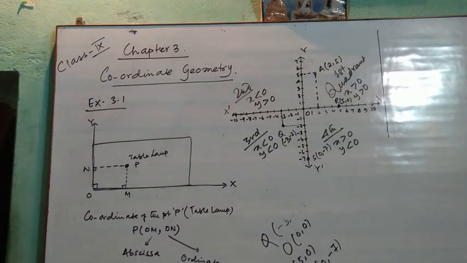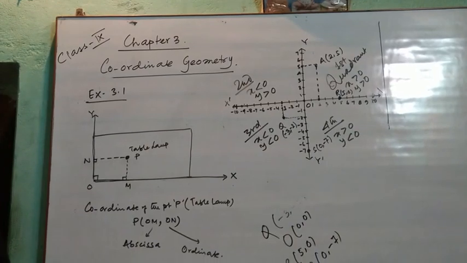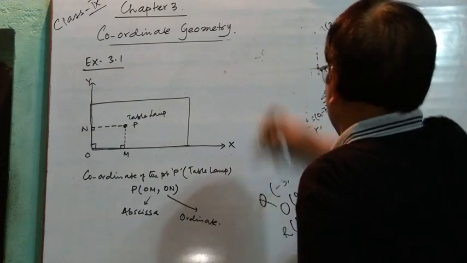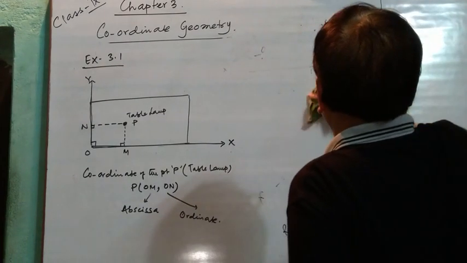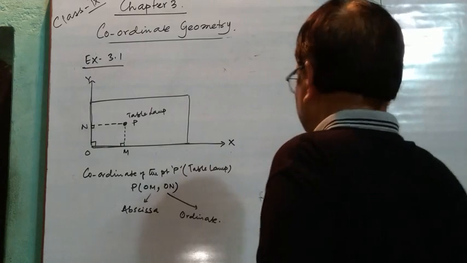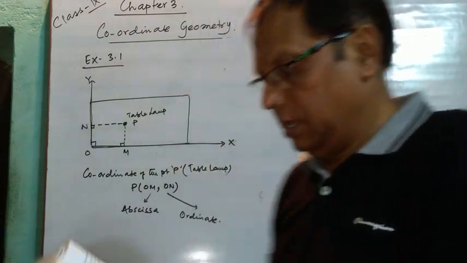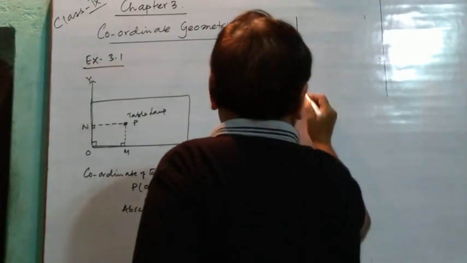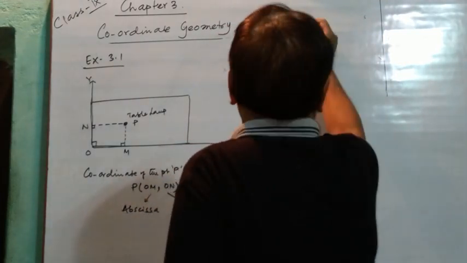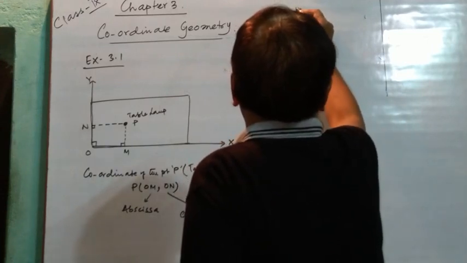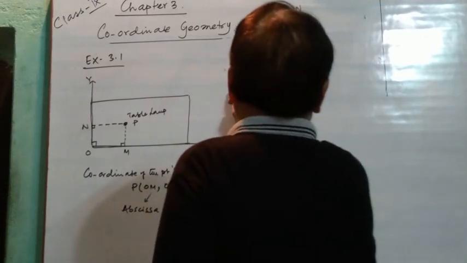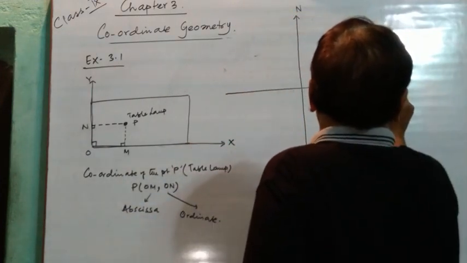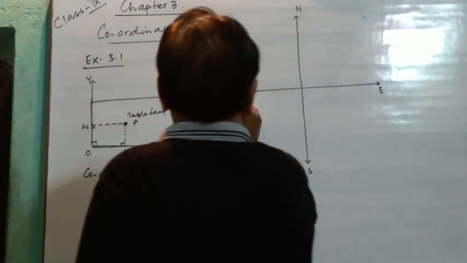Now the next one, street plan. See, this is question number 2, students. In a city there are two perpendicular main roads, north to south, and this is east to west.